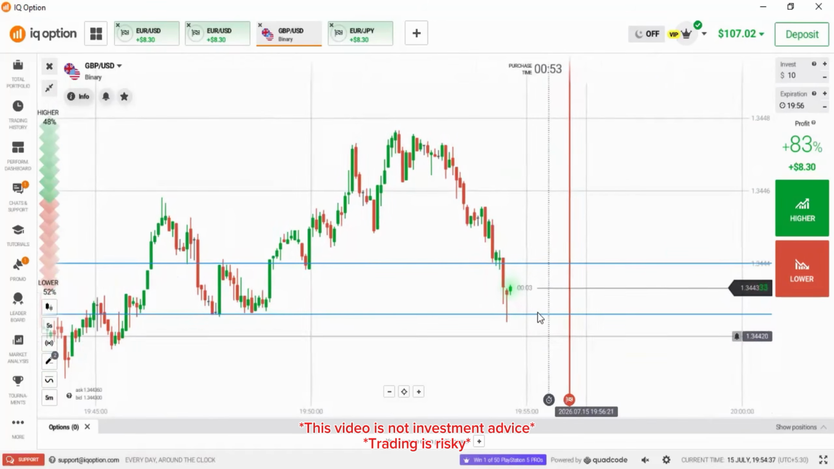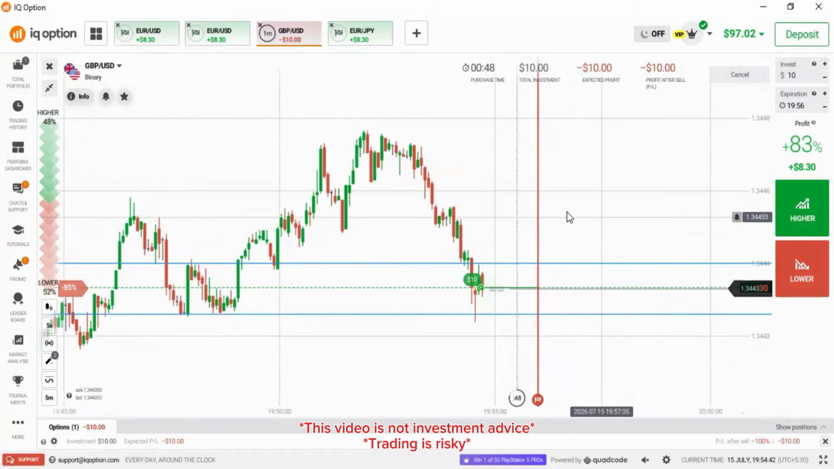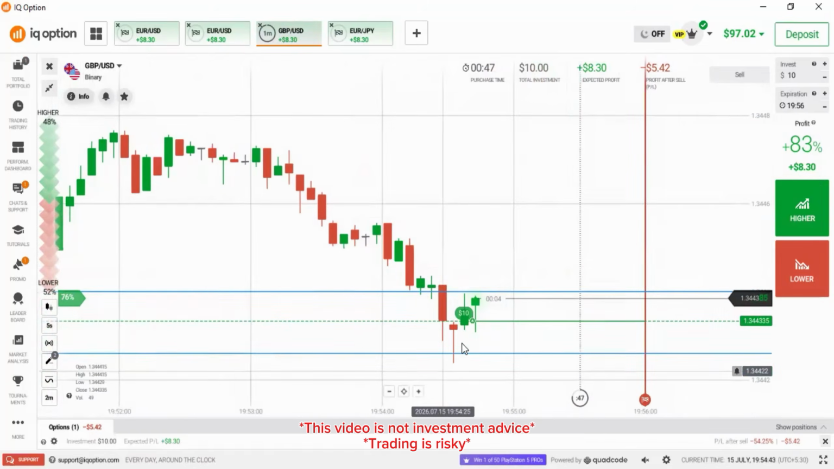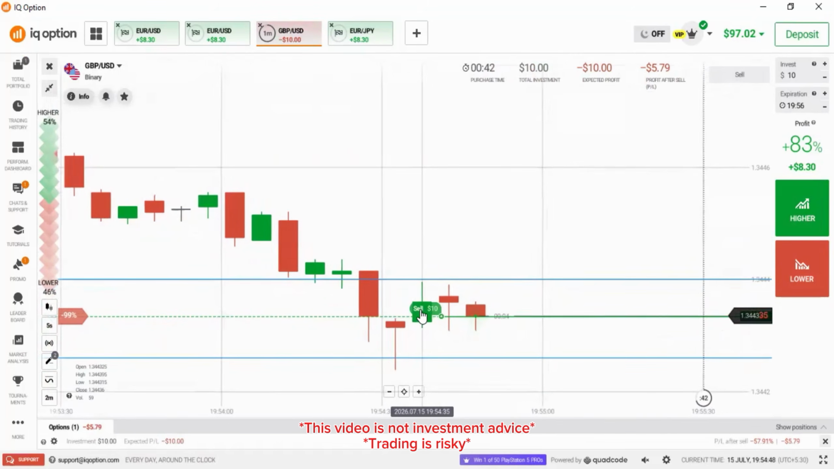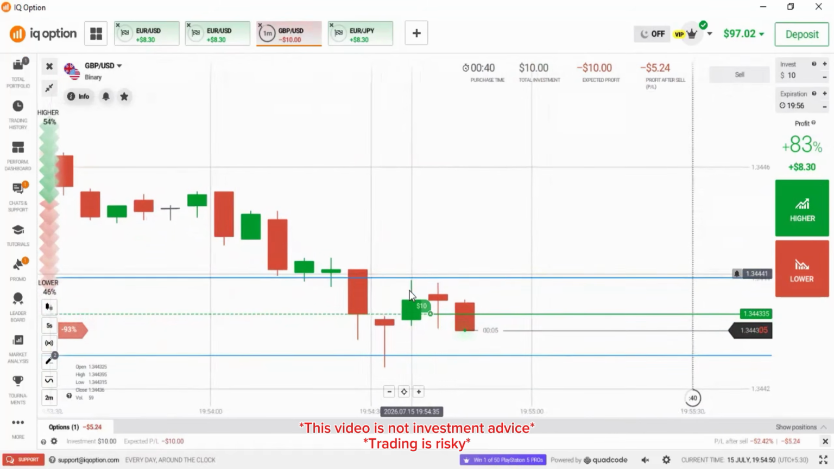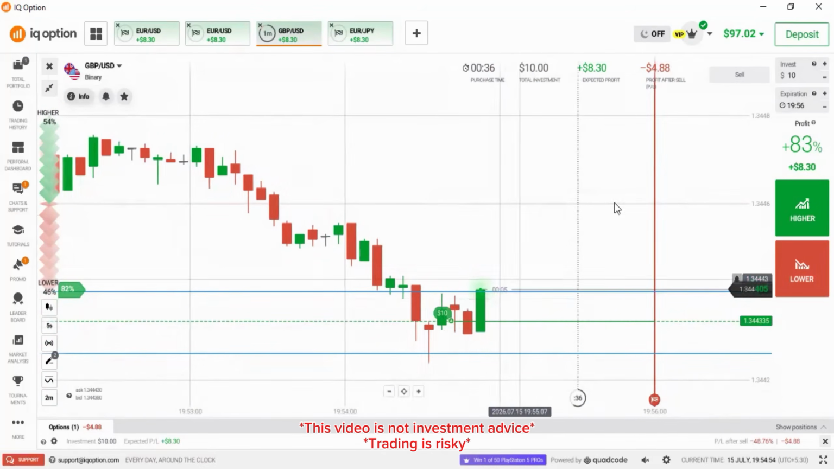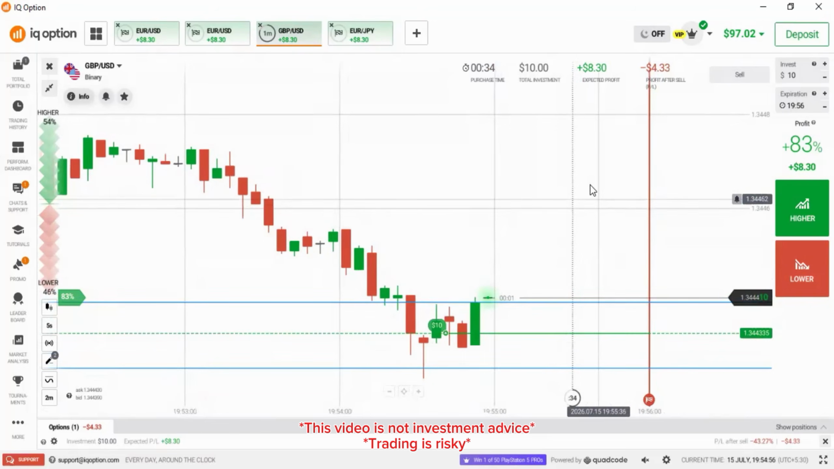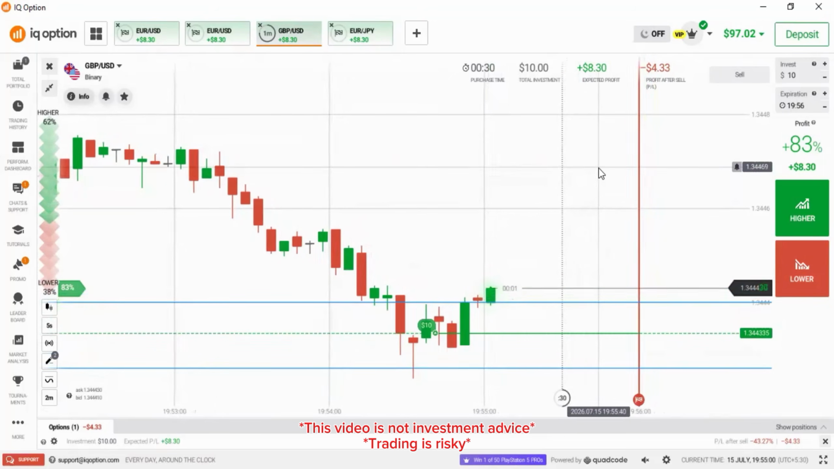Okay, so now I saw a hammer candlestick. So I placed a higher option trade here because I saw a hammer candlestick and a type of engulfing pattern. This is not an engulfing candle because there is a strong upper rejection, but because of this candle only I placed my trade here. Now I am seeing an engulfing pattern. Okay, let's see what happens here.